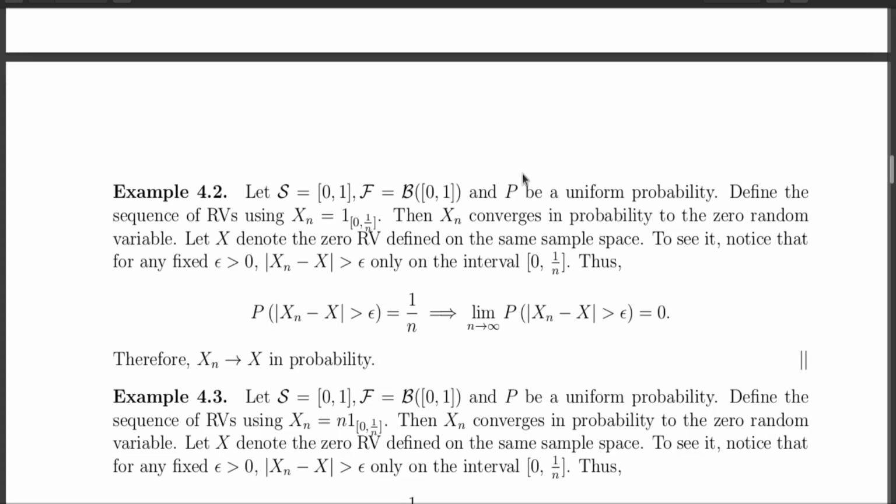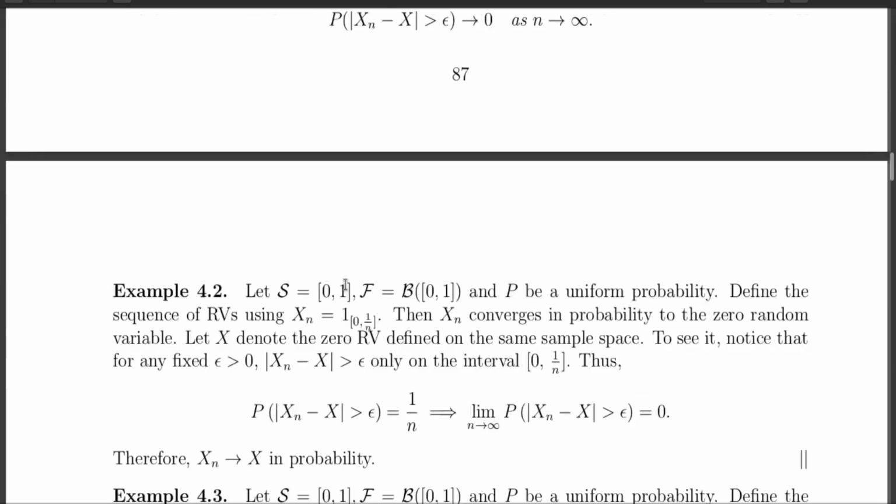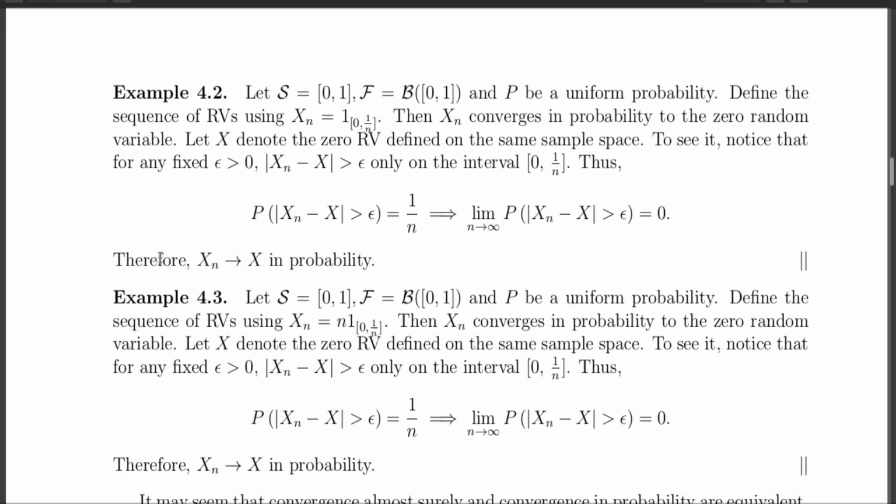And that completes the proof, because the probability of this set is nothing but the length of this interval, since here we have taken the uniform probability. That basically means if I take the limit of this probability as n goes to infinity, that turns out to be 0, and by the definition of convergence in probability, we have that Xn converges to X, which is the zero random variable, in probability. Okay, let us take another example.